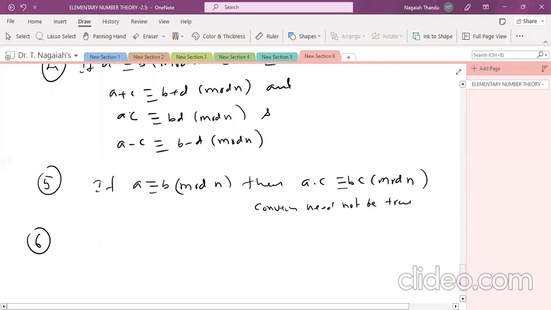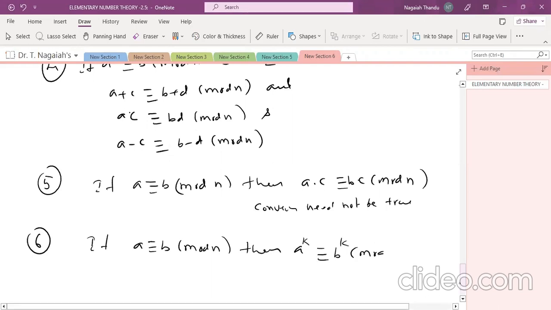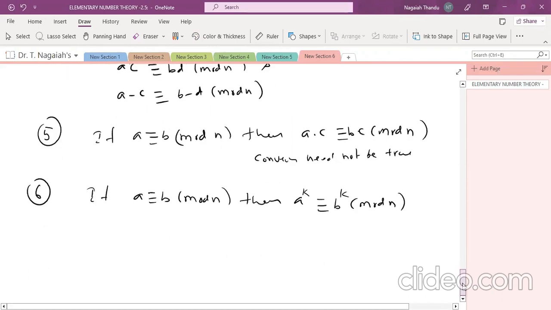if A is congruent to B modulo n, then I can take powers: squaring, A square, B square, A cube, B cube, A power k is equal to B power k. So A to the power of k is also congruent to B to the power of k modulo n. The modulo does not change here. A power k, B power k, where k is a natural number: 1, 2, 3 and so on.